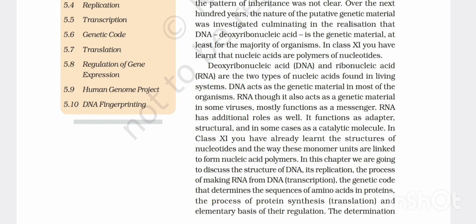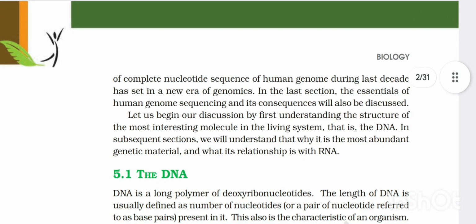In this chapter, we are going to discuss the structure of DNA, its replication pattern, the process of making RNA from DNA in transcription, the genetic code that determines the sequence of amino acids in protein, the process of protein synthesis in translation, then the elementary basis of their regulation. The determination of complete nucleotide sequence of the human genome during the last decade has set a new era of genomics. In the last section, the essentials of human genome sequencing and its consequences will be discussed.